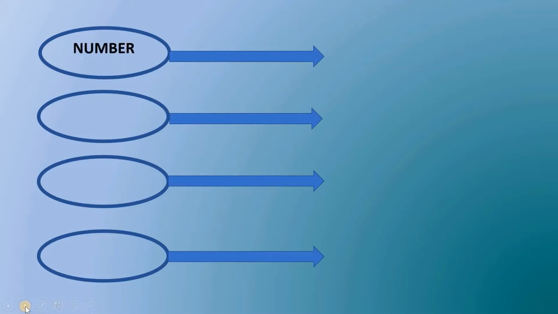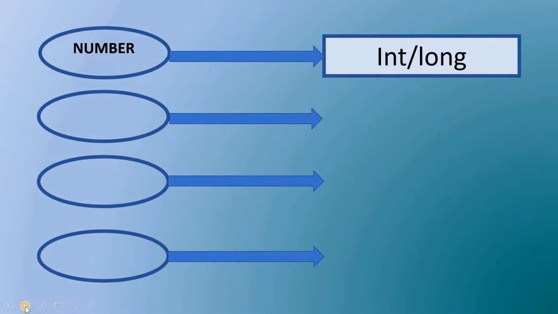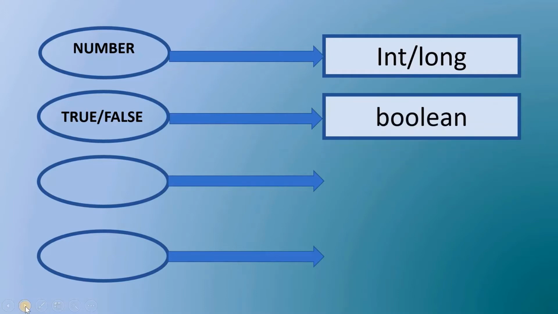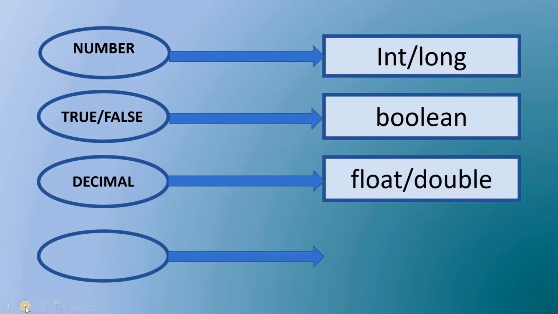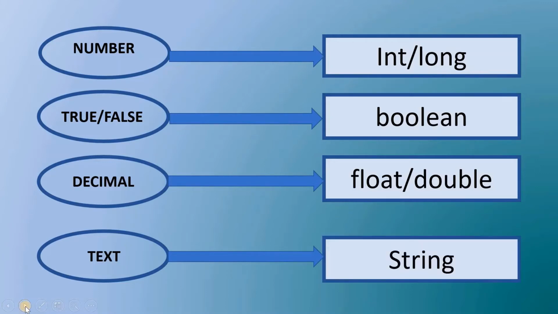So when you have to store a number, you will need the data type integer or long. If you want to store a specific kind of data, which is either true or false, then you need a data type called Boolean. When you are going to store a decimal number, you need a data type that is float or double. And when you are going to store text, you need the data type string.